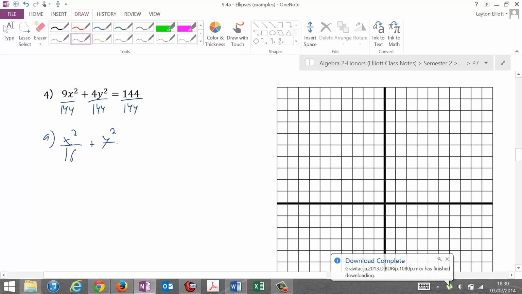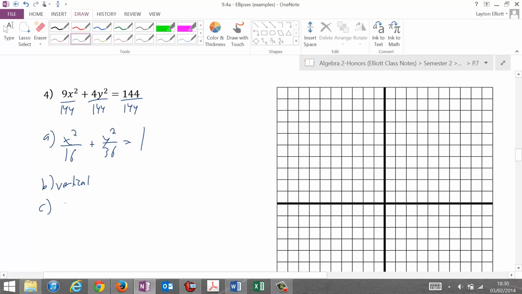And then plus y squared over 36 is equal to 1. So that's the graphing form. It is a vertical because the bigger number is under the y. I know its center is at 0, 0, so it's going to make it a little bit easier. Let's put a center at 0, 0.